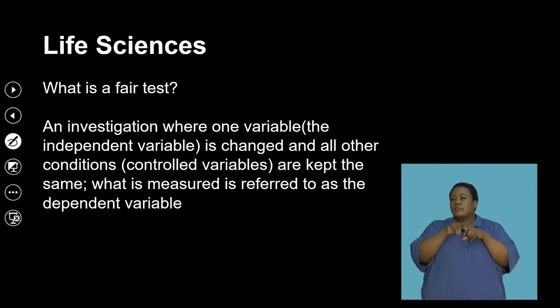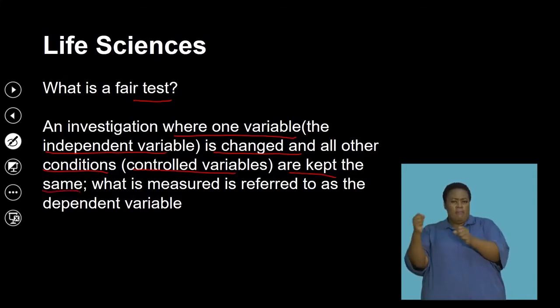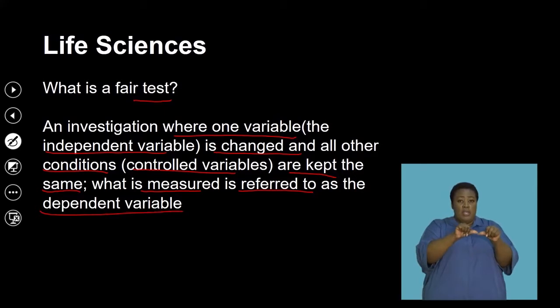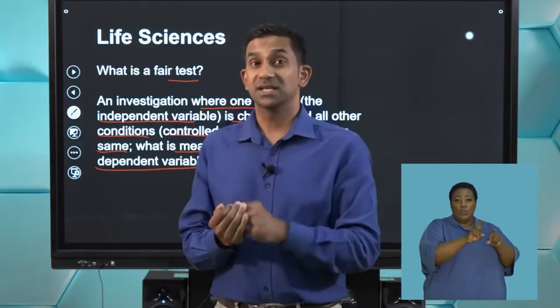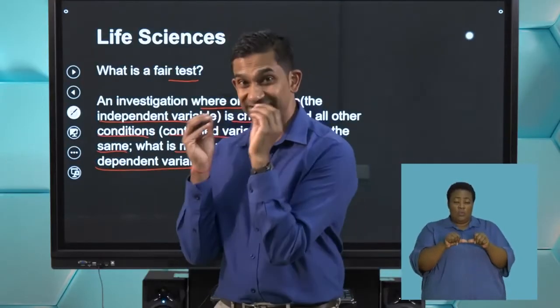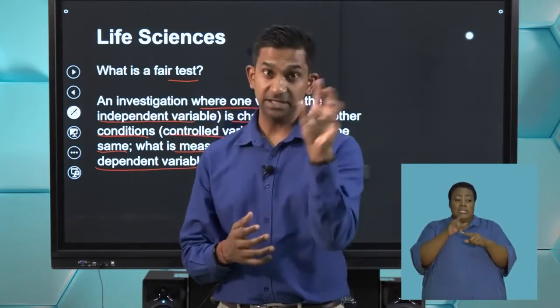So a fair test is an investigation where one variable, which is the independent variable, is changed and all other conditions, meaning the control variables, are kept the same or constant. What is measured is referred to as the dependent variable. Let's try and unpack that. So we often have an experiment where we're testing what the independent variable is. We also need to ensure that we're able to measure some variable which we refer to as the dependent variable, and that talks to the effect of the independent variable.